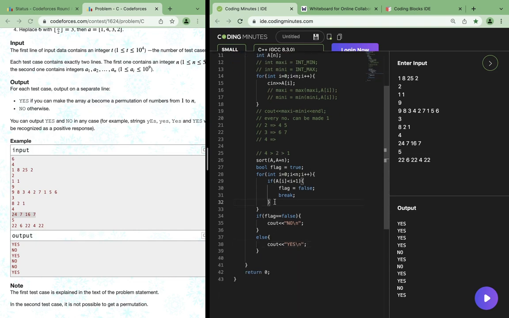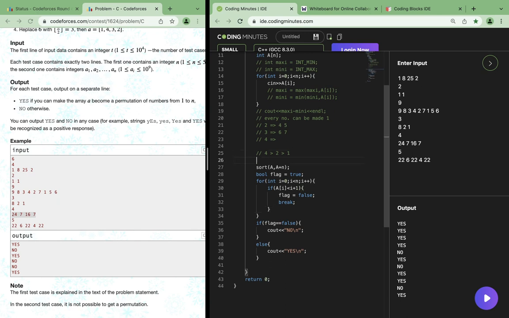So I'm just doing this greedily, so that a particular number at that location can be converted into only that number, but this method is wrong. Why? Let's take an example.